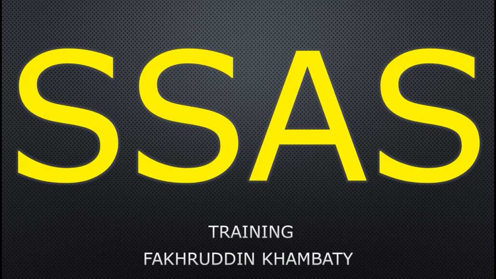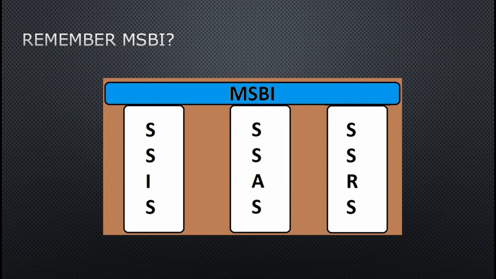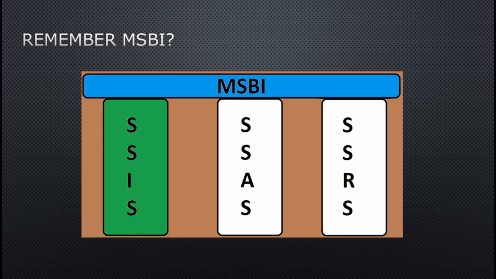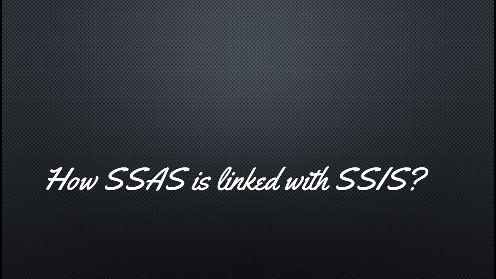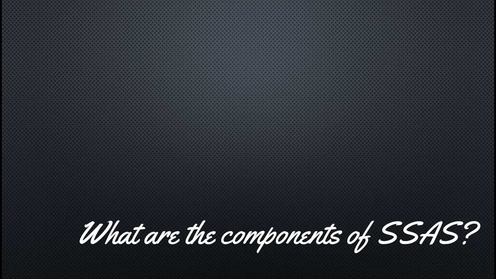If you have seen my SSIS training videos, you would know that SSAS is a part of a major topic called MSBI, Microsoft Business Intelligence. MSBI has three pillars to it: SSIS, SSAS, and SSRS. Now we have already done SSIS, so let's move towards SSAS. Now, what is SSAS? Why do we need to learn SSAS? How is it linked to SSIS? What are the components in SSAS?